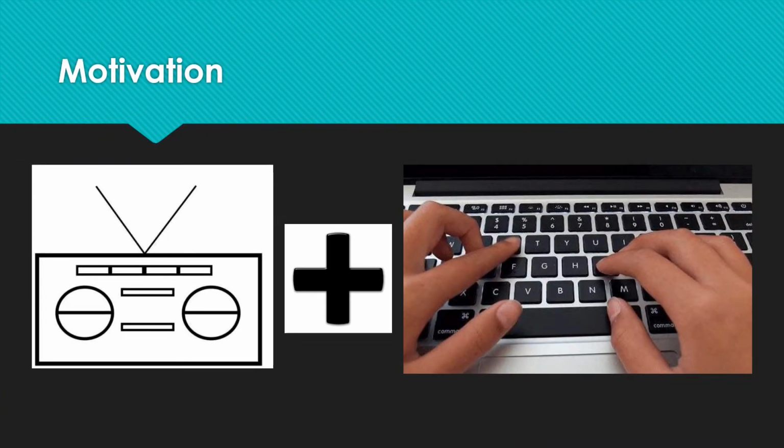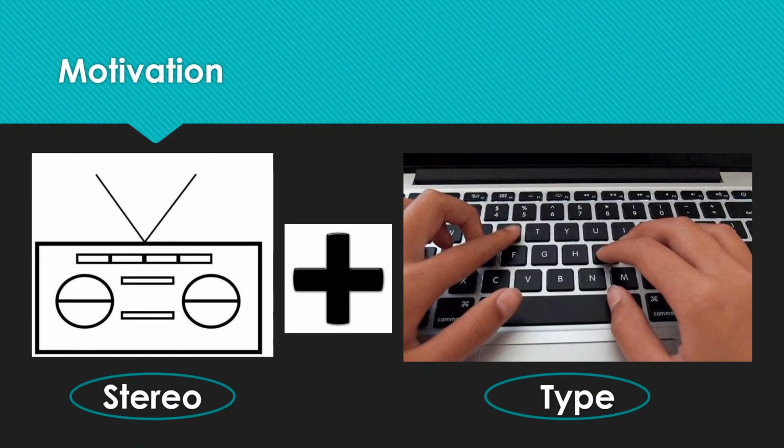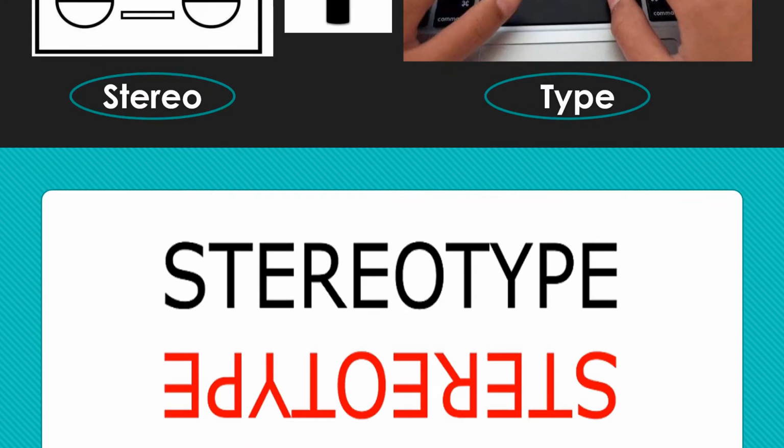Let's analyze the following pictures and combine to come up with a new word. That's right. The first picture is stereo while the second picture is type. As we combine it, we come up with the word stereotype.